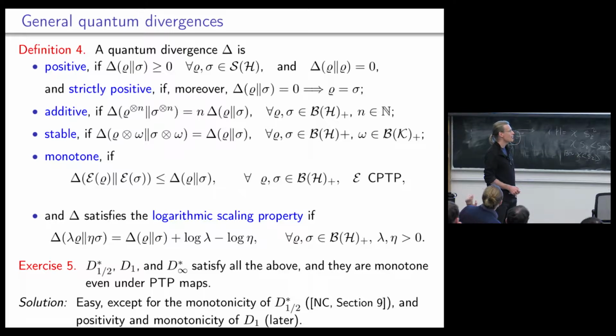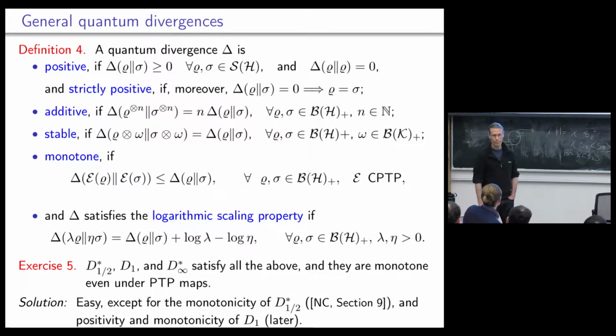For the monotonicity, you can just look at Nielsen and Chuang. There's a very nice exposition about the properties of the fidelity there. And for the monotonicity of the relative entropy, it's related to a lot of very important things in quantum information theory, and we will discuss in detail later.